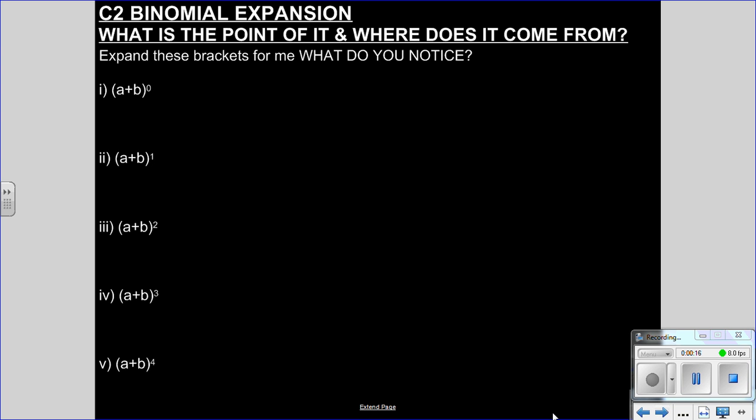Here we go then, binomial expansion. What's the point of it and where does it come from? So we're on C2 again. Essentially, what's the point of binomial expansion? Well, the point of C2 binomial expansion is to avoid you multiplying out loads of brackets. But the actual binomial expansion really is, again, in your second year, is C4, and it's used to approximate curves.